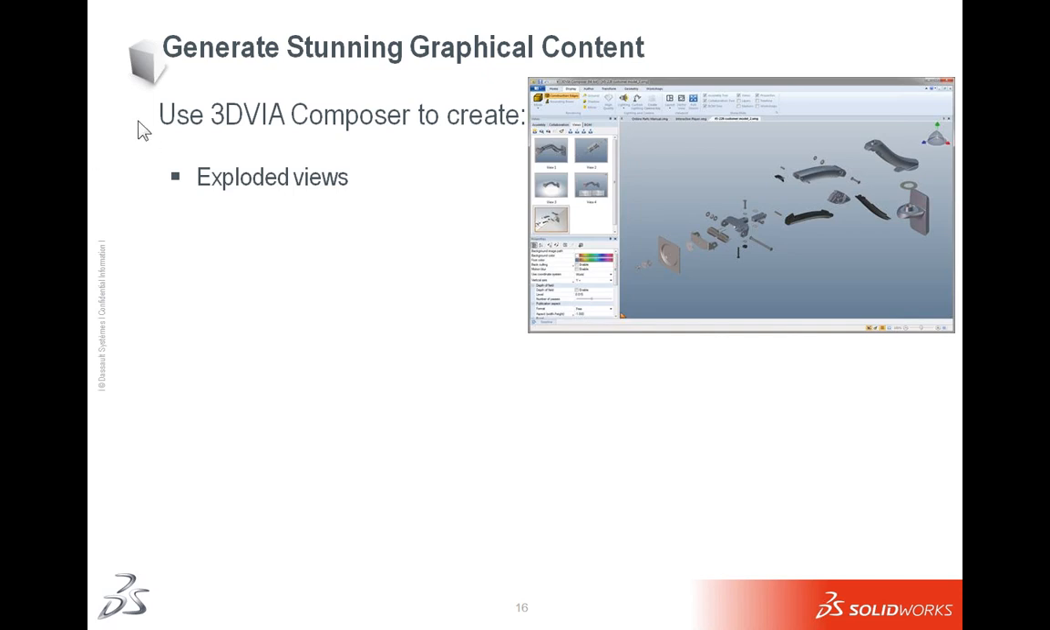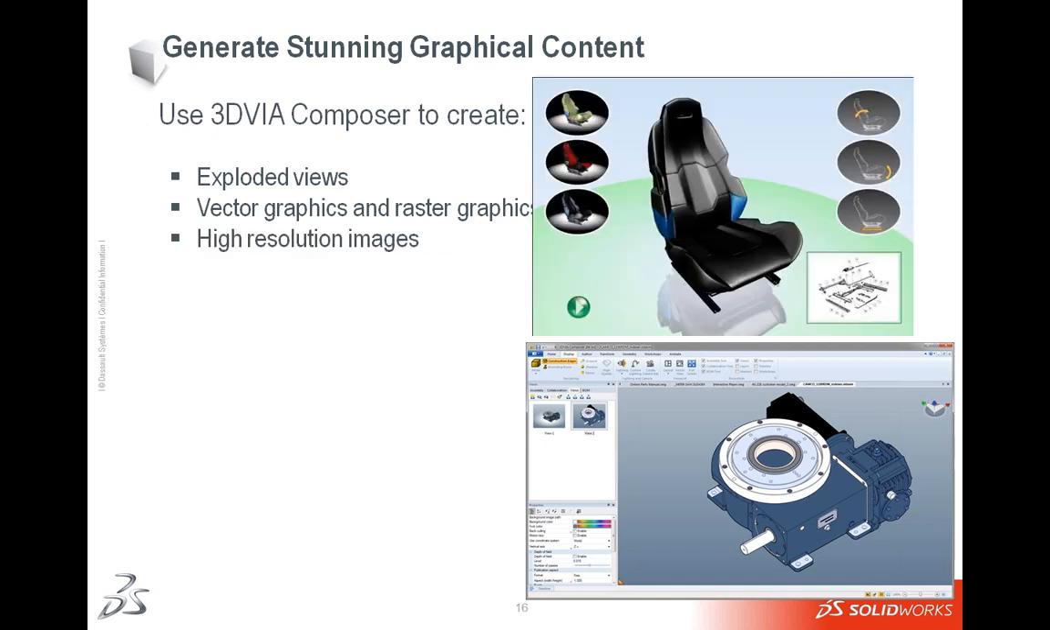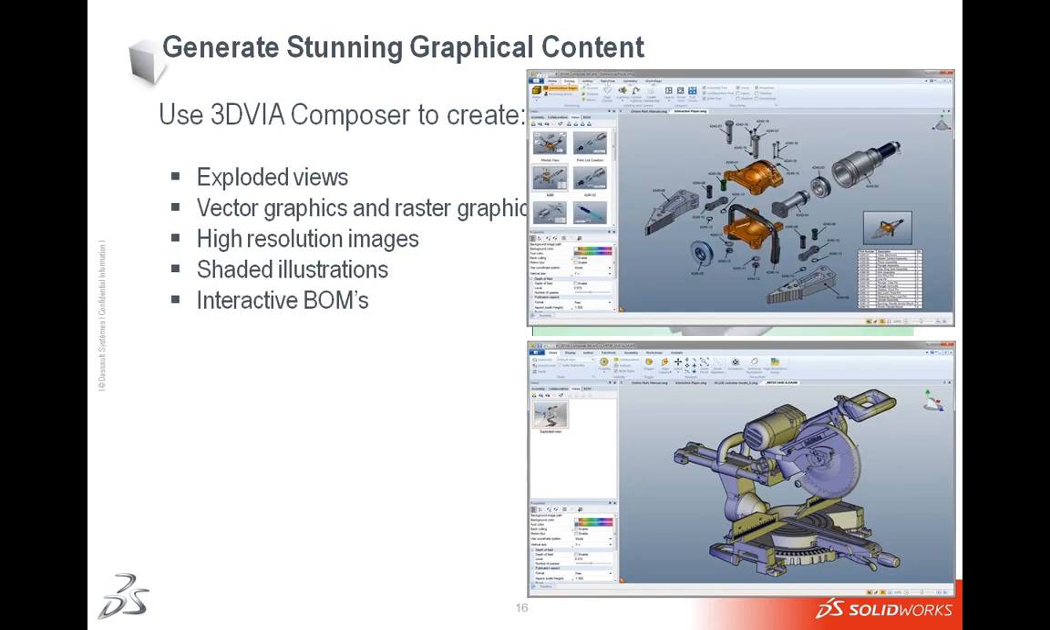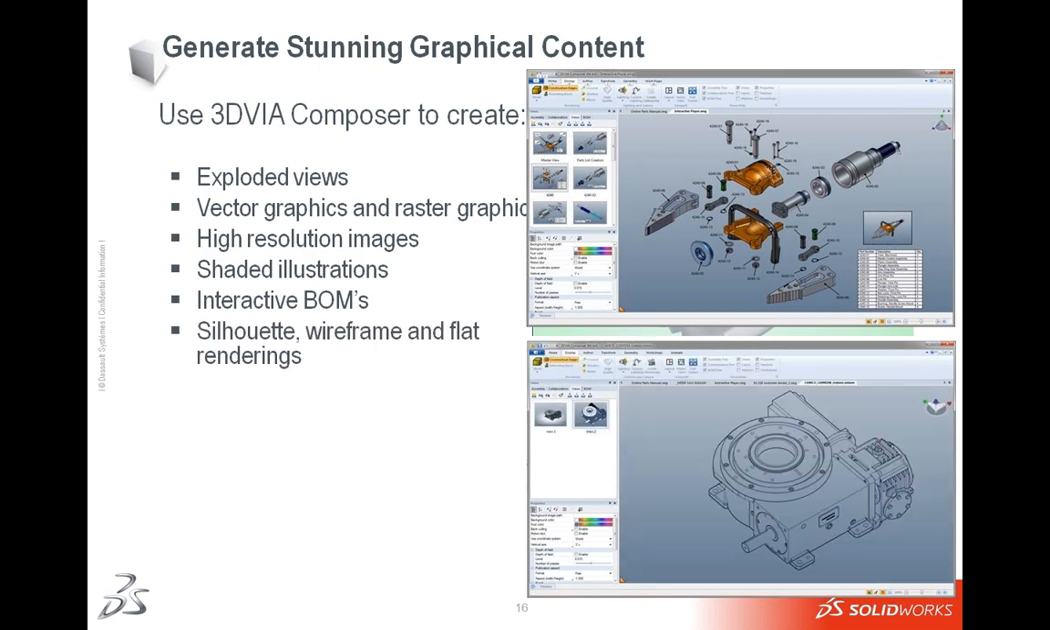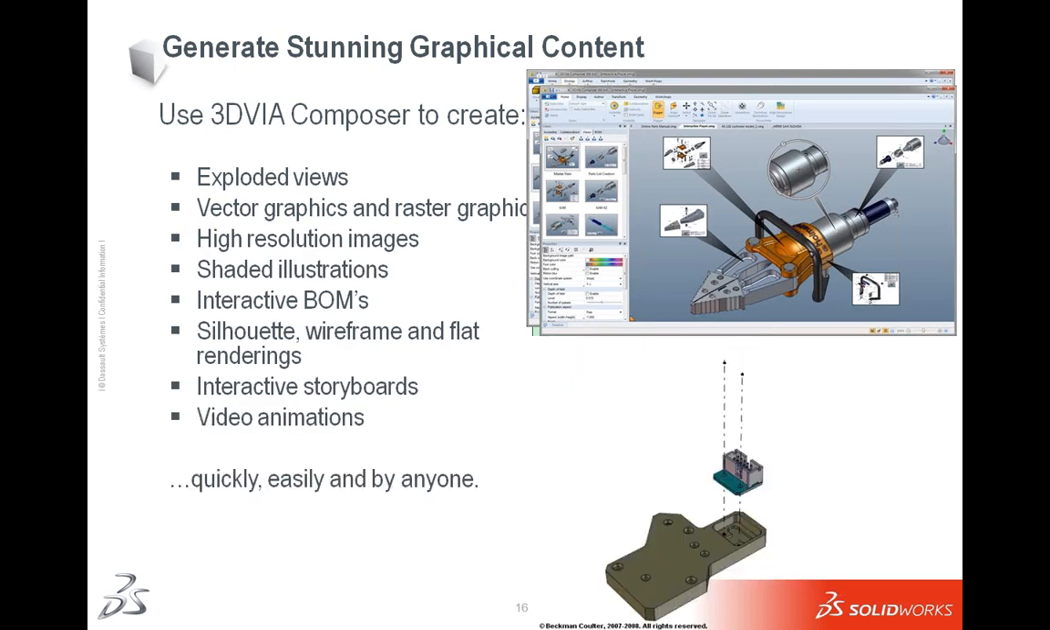So again, we can do some exploded views with it. As we showed you, the vector and raster graphics, the high resolution images, we can really get some very good pictures, as you can see here, of what things can do. Now, some shaded illustrations, you have a lot of control over how the product or how the image is going to look. The interactive bounds, as Kevin showed you. Some silhouette wireframes and flat renderings as well. And then again, the interactive storyboards.